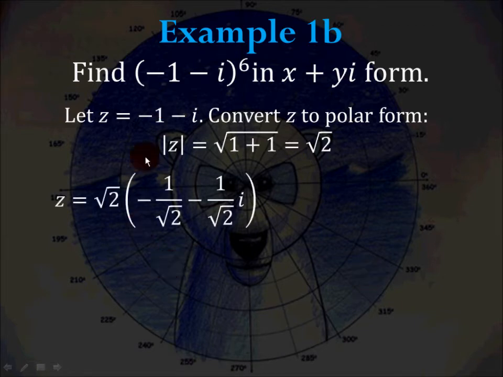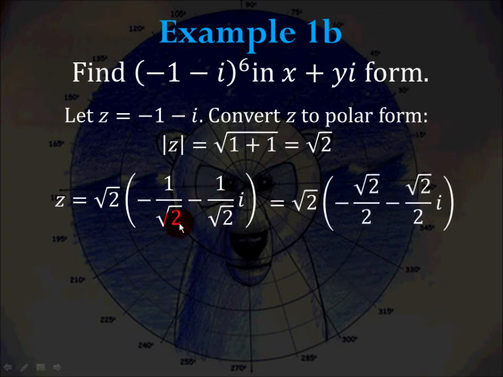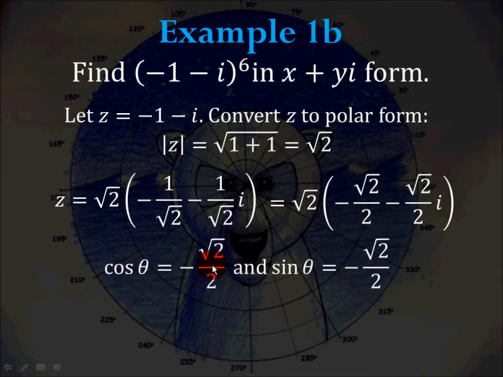So what I said was you want to factor out this r value. So let's factor out a radical 2, which leaves you negative 1 over radical 2 minus 1 over radical 2 i. But you want to get the radical out of the denominator. So if you multiply the top and bottom of each fraction by radical 2, this now becomes radical 2 times negative radical 2 over 2 minus radical 2 over 2 i. So now what we want to do is say that the cosine of theta is negative radical 2 over 2 and the sine of theta is negative radical 2 over 2.